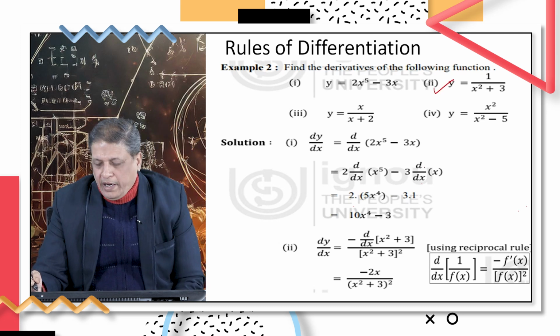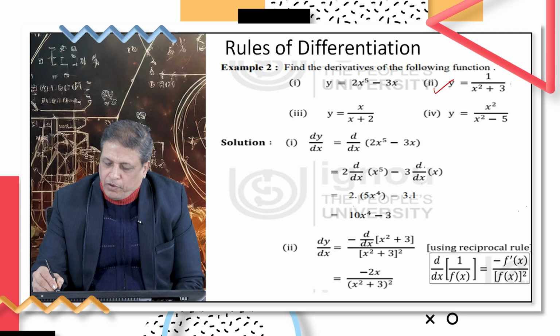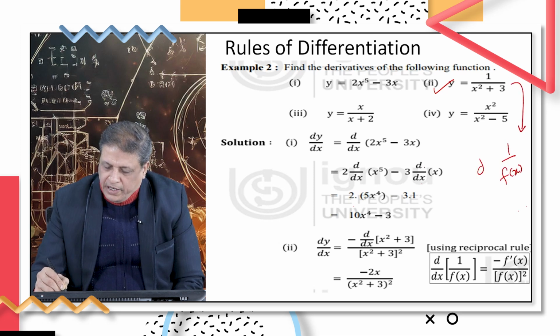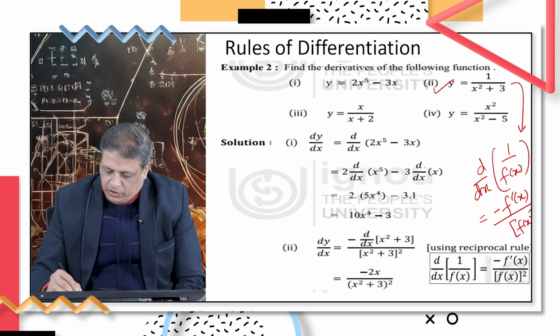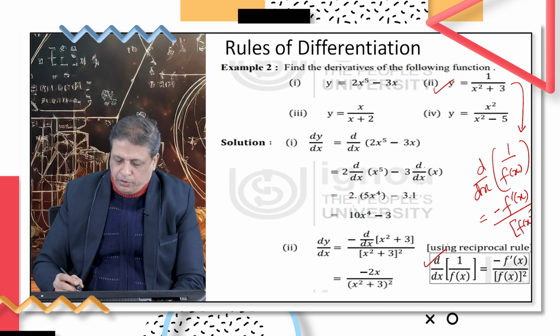Now, 1 over x square plus 3. So what type of function is it? It is 1 over f(x). So d/dx of 1 over f(x) is to be found. What was the formula? The formula was minus f dash x upon f(x) square. This is the reciprocal rule.